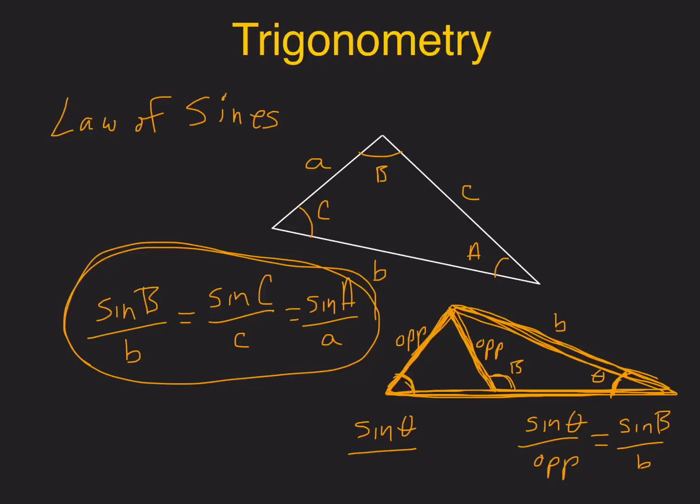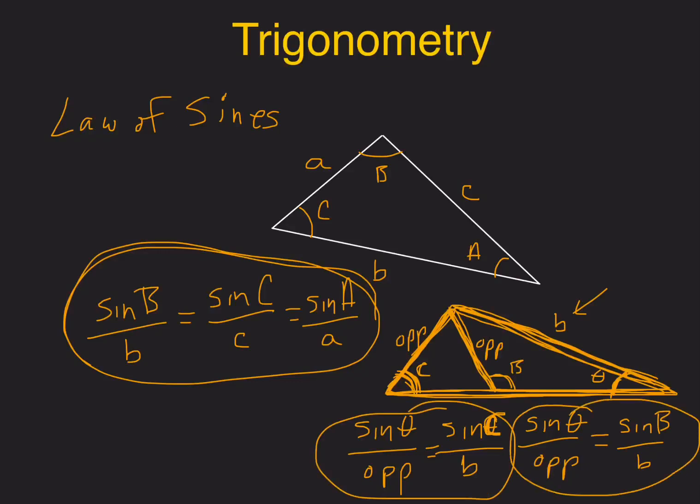So sine of the big angle over opposite would equal sine of the angle we're trying to look at, which is right here. I'll call it angle C, over the opposite side, which is over here still, it's B. And you'll notice that these really are the same thing. I have sine of theta over opposite equals the sine of C over little b. This equals the sine of B over little b.